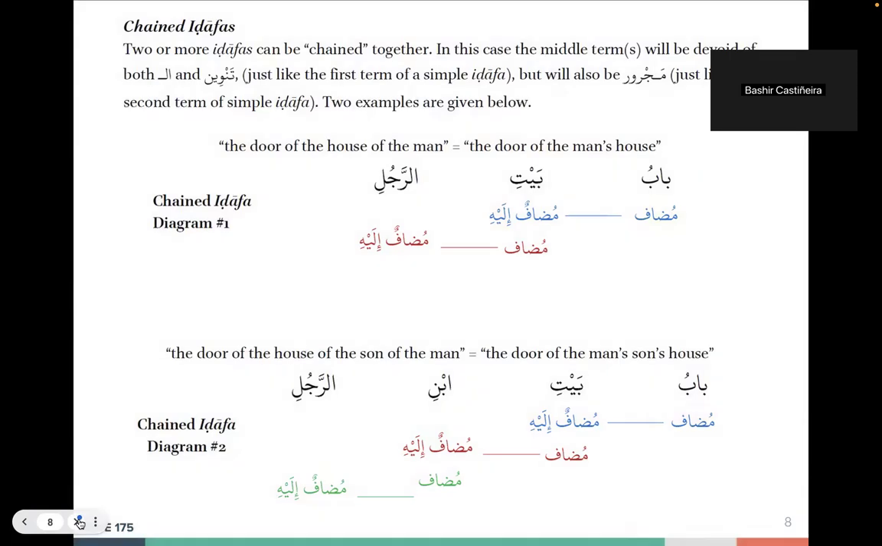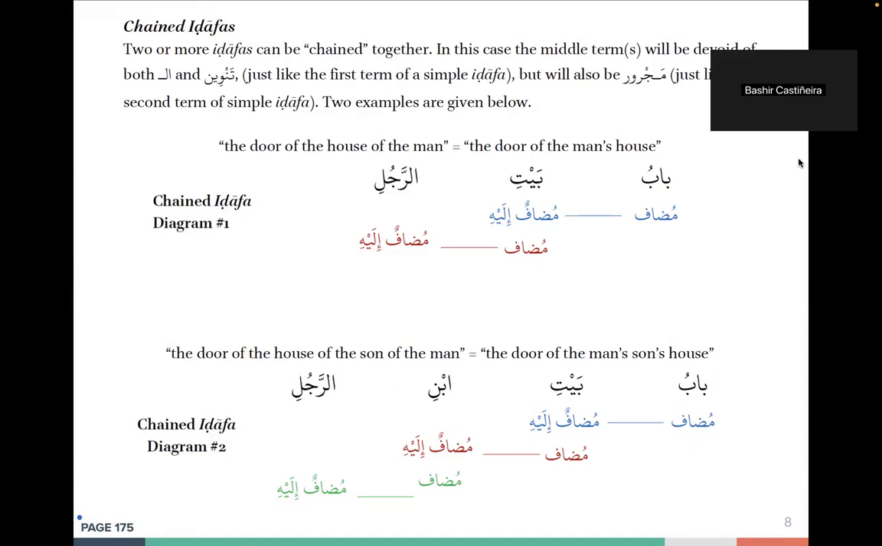All right, chained idafas. This is something that can happen very easily. It is to add more owners to the previous noun, so to chain more than one idafa. This is possible, and it is very common. Theoretically, there's no limit to the number of idafas that you can chain, but in practice it is normally 2 or 3. It doesn't normally go beyond 3 idafas because it will make it a bit complicated.